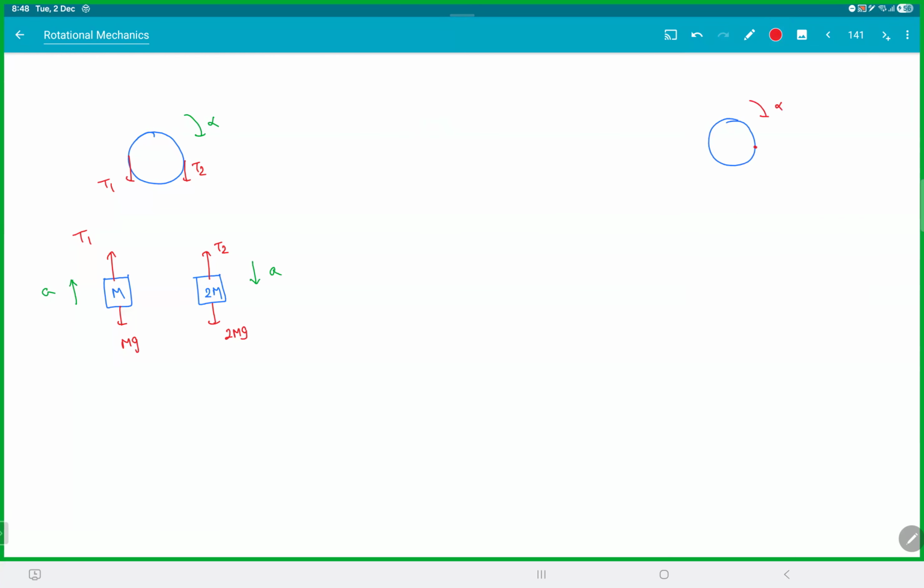If this guy is rotating with alpha, this point is going with R alpha, and this point is going with R alpha. This point is going with A. So it's not slipping. A is equal to R alpha. Write the equations, take torque about the center. Remember, T2's torque and alpha's direction are the same. You have to be careful with the directions. T2's torque is minus k cap. Alpha's direction is also minus k cap. So T2 will be taken as positive and T1 as negative.